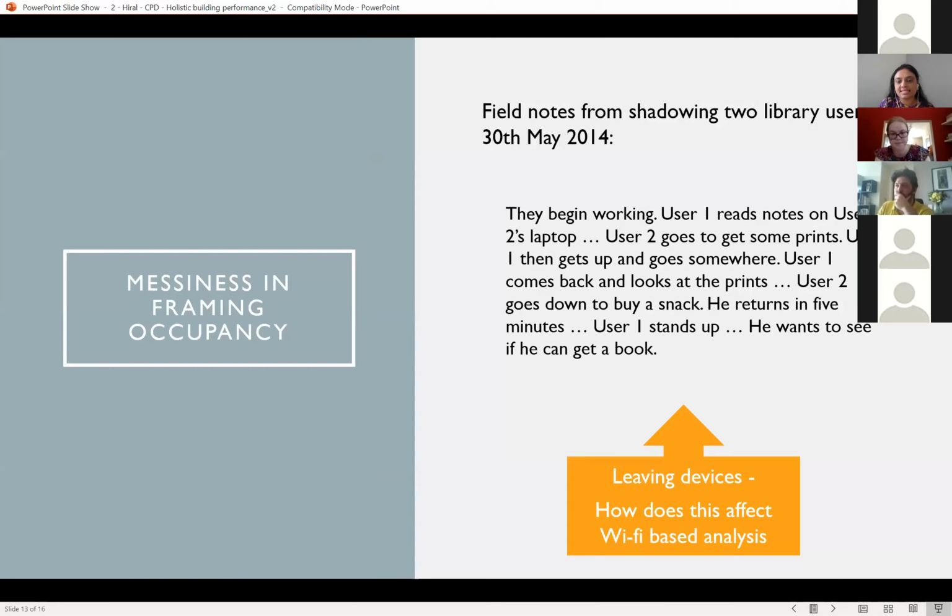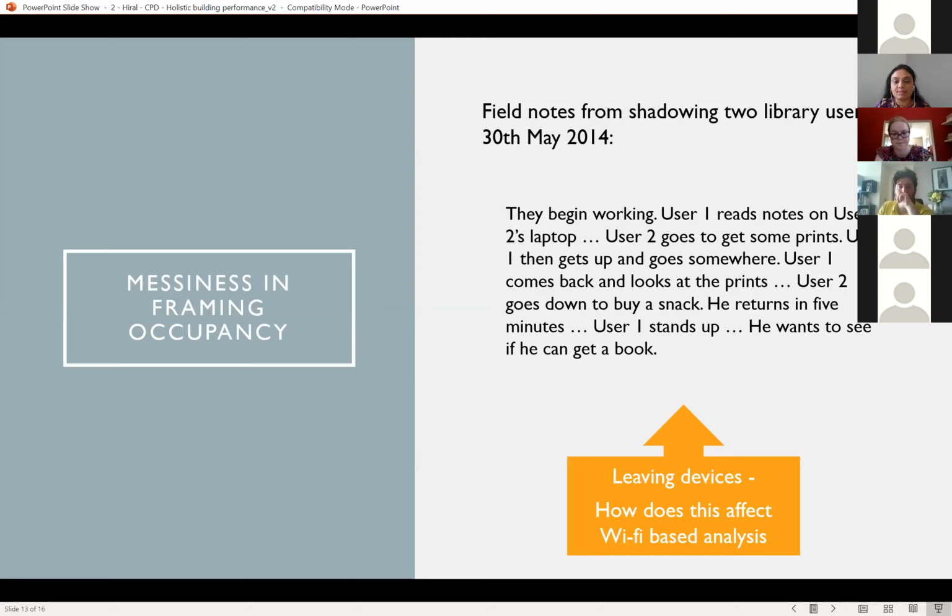And this is an excerpt from the shadowing method. Here I was shadowing 2 library users, and I'll just read the quote, which is from my notes. The 2 users began working. User 1 reads notes on user 2's laptop. User 2 goes to get some prints. User 1 then gets up and goes somewhere else while the laptop is still there on the desk where I'm sitting.